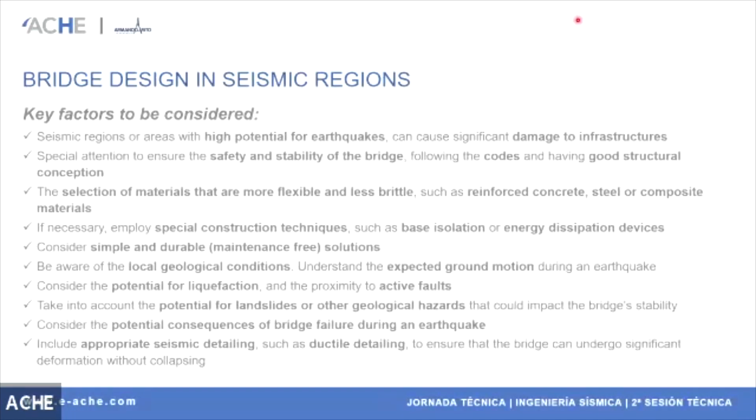Of course, it's important to have flexible materials and not brittle materials that will just collapse your bridge. And now we have reinforced concrete, steel and composite materials to use in your designs. Construction techniques such as base isolation on bridges: we don't put base isolation at the bottom of the piers, otherwise the bridge would fall easily. In some types of bridge you can use it, but normally on bridges you put dissipation devices on top of the piers. But this point I consider really important.